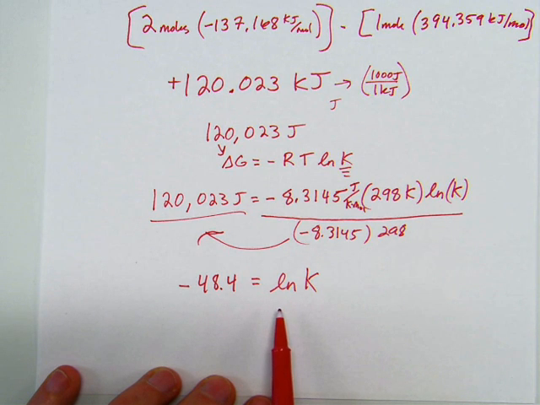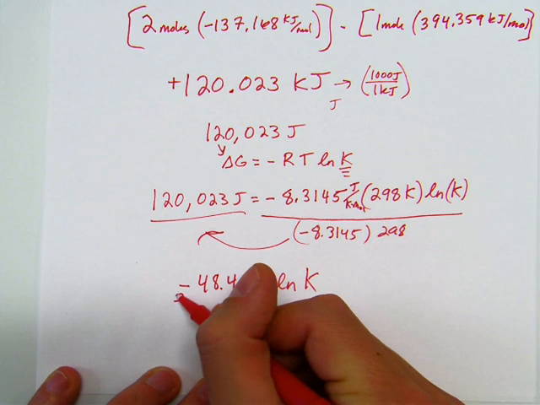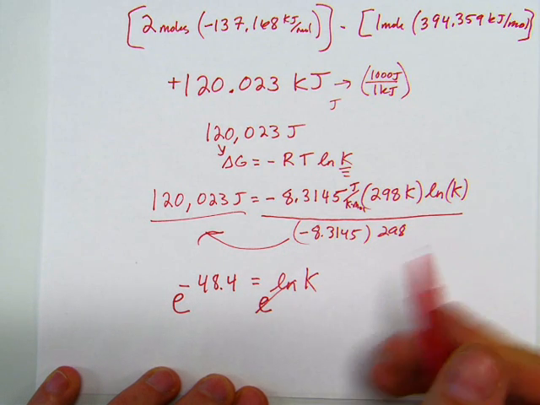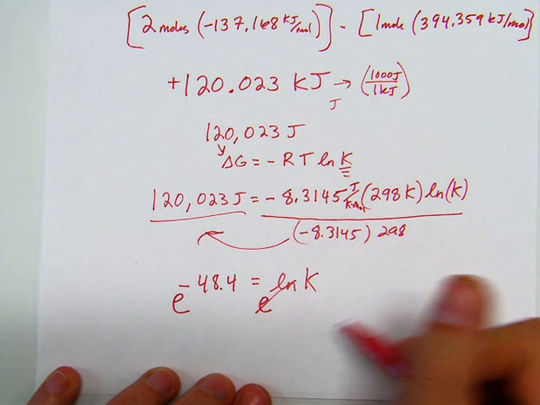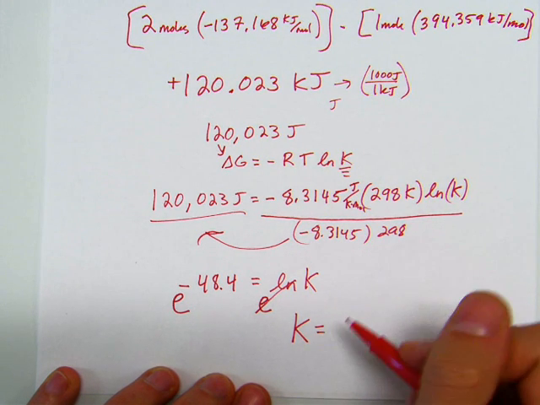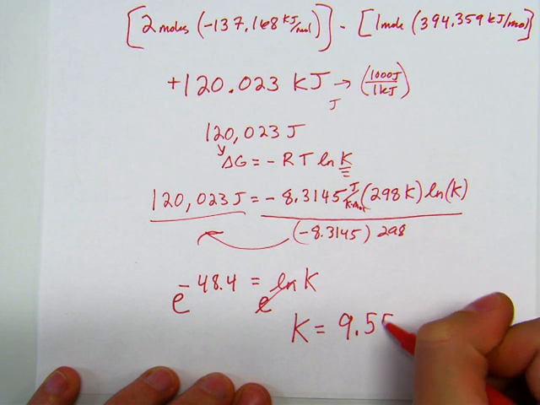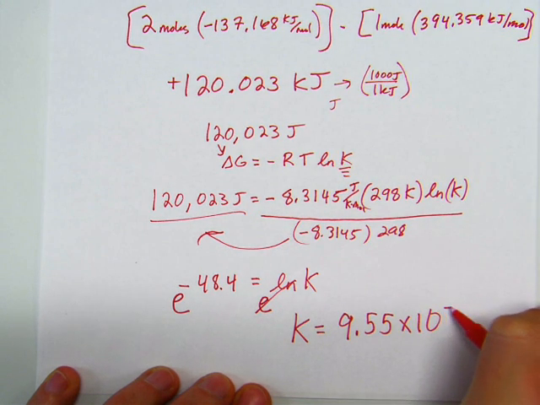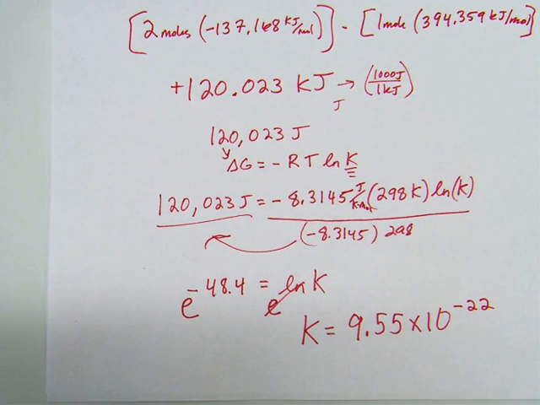Just like we do log base 10s, natural logs are base e's, so I'm going to raise everything to the power e. E's cancel. Type in on my calculator, there's actually a little e button, most of you know that. I type in on my calculator e to the negative 48.4, and I get a K value of 9.55 times 10 to the negative 22. Whew, less than 1. I'm happy I found the K value just from finding delta G.